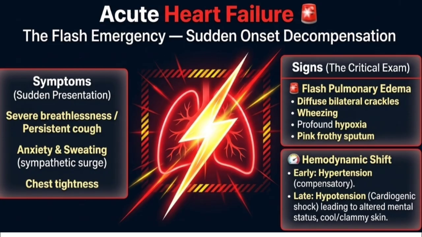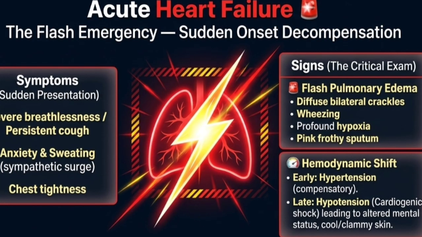The patient comes in with sudden, severe breathlessness, a persistent cough, and just this intense anxiety driven by a massive sympathetic surge. When you examine them, you're hunting for flash pulmonary edema. We're talking diffuse bilateral crockles, profound hypoxia, and that textbook pink frothy sputum.